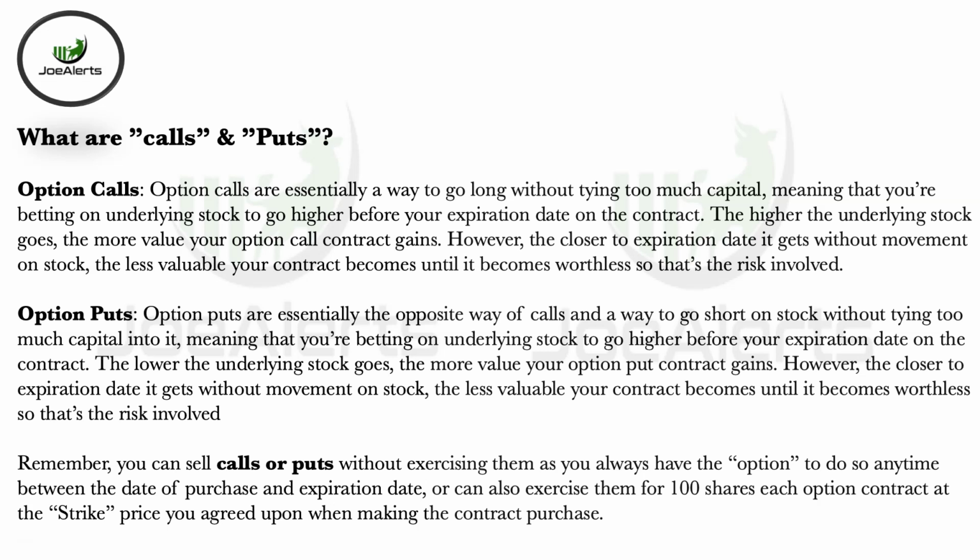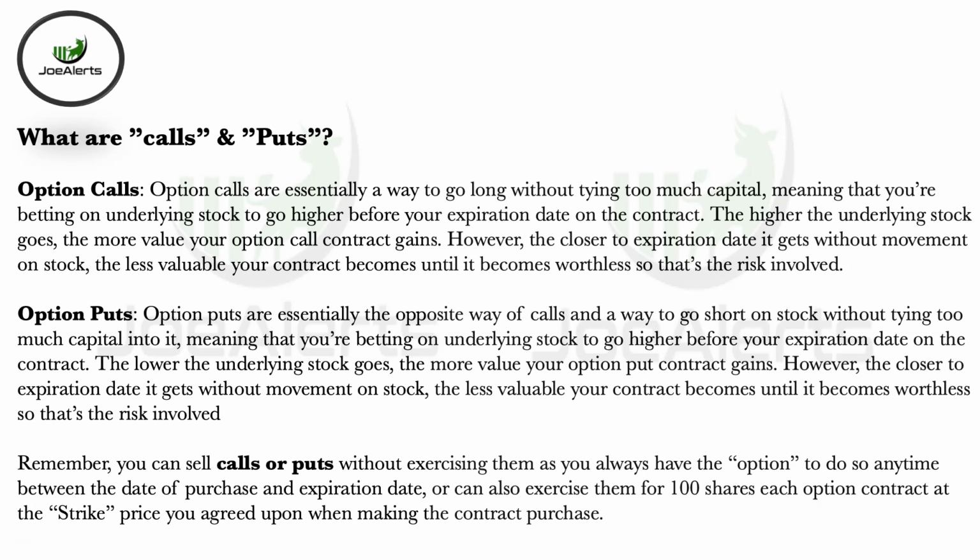So the definition that I put out there is that option puts are essentially the opposite way of calls, so essentially you're going short, not long, and it's a way to go short on a stock without tying too much capital into it, meaning that you're betting that the underlying stock will go lower before your expiration date on the contract. So the lower the underlying stock goes, the more value your option put contract gains.